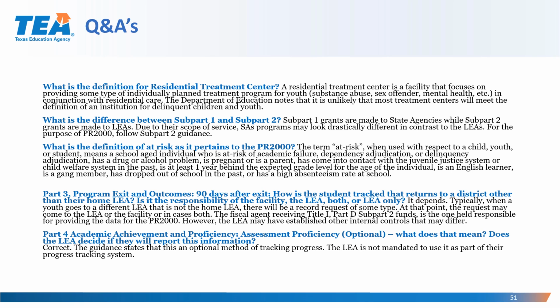Part 4, Academic Achievement and Proficiency, Assessment Proficiency Optional. What does that mean? Does the LEA decide if they can report this information? The answer is correct. The guidance states that this is an optional method of tracking progress. The LEA is not mandated to use it as part of the progress tracking system.